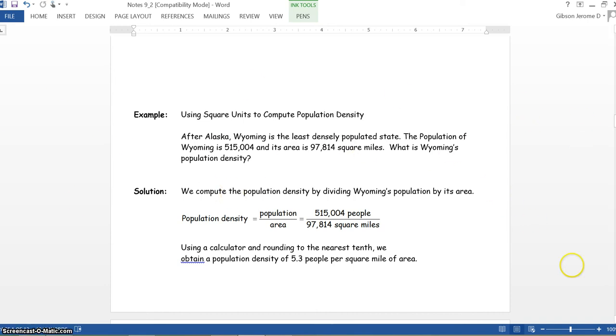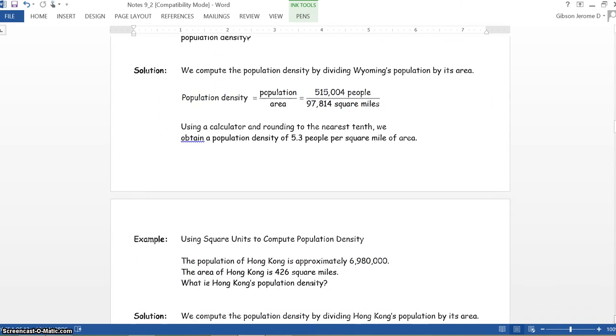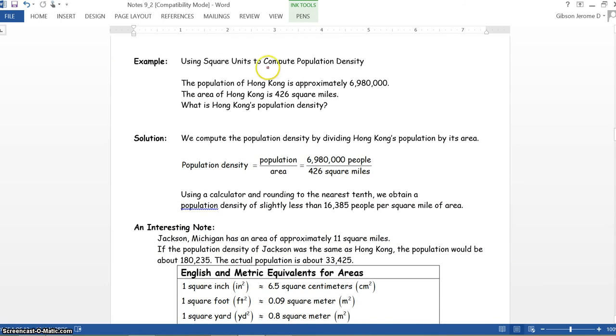So, let's scroll down to the next problem. It says using square units to compute population density. The population of Hong Kong is approximately 6,980,000. The area of Hong Kong is 426 square miles. What is Hong Kong's population density? We compute the population density by dividing Hong Kong's population by its area, which we have here. And after we use the calculator, it's slightly less than 16,385 people per square mile of area.